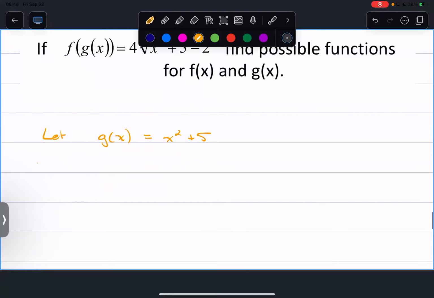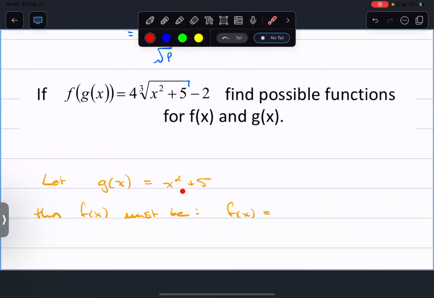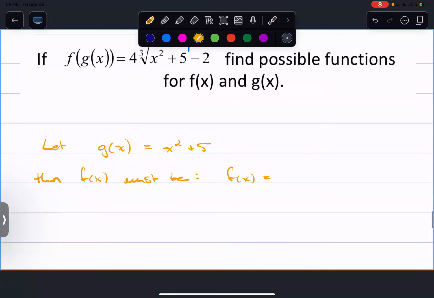Then f of x must be, well, the input that I gave it was x squared plus 5, and I have to end up here. So that puts me at 4 times the third root of x minus 2. 4 times the third root of x minus 2.